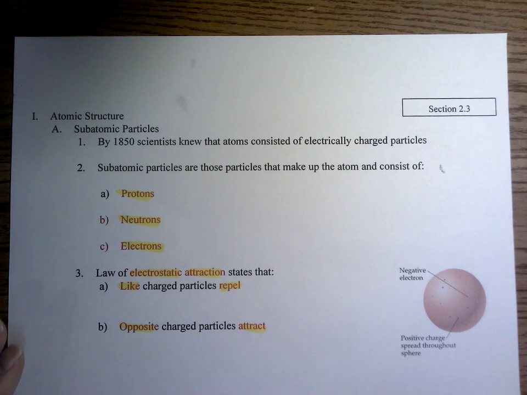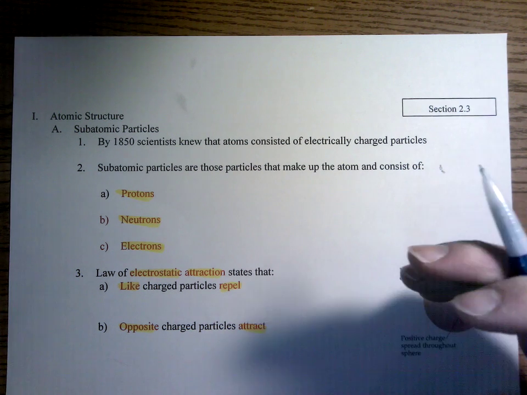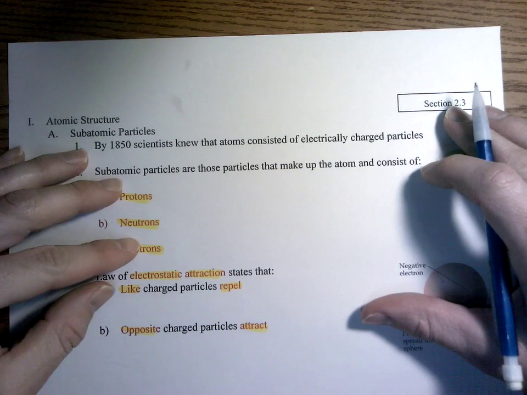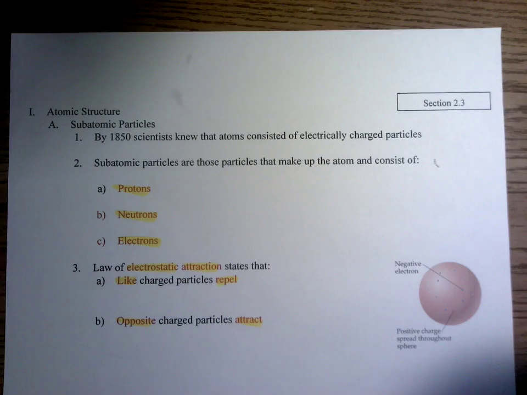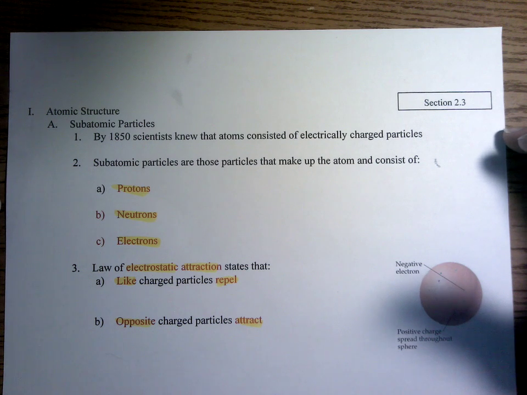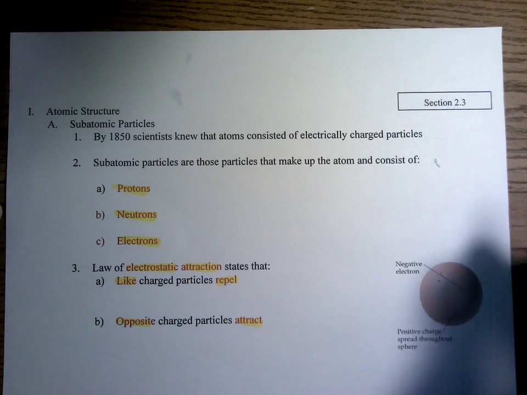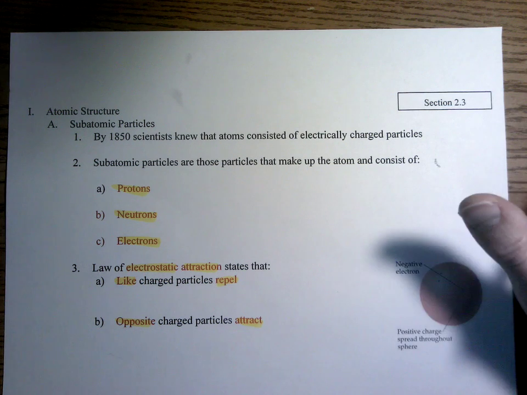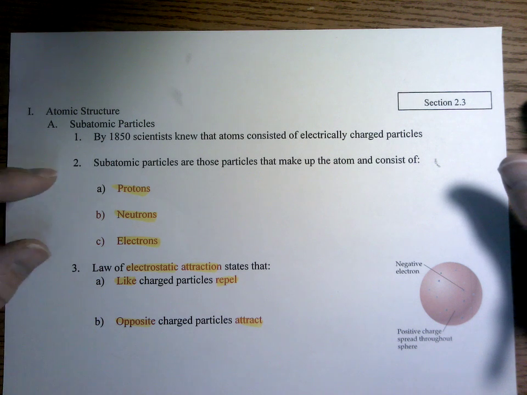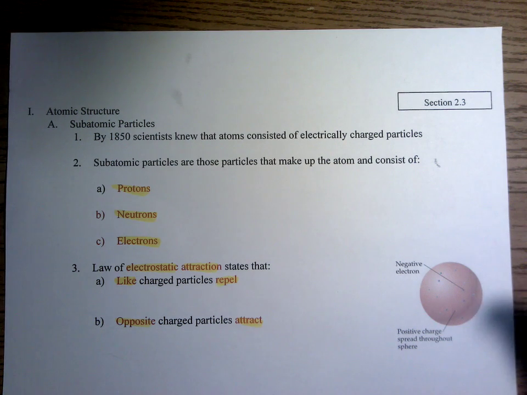Now, we can get a little bit more in depth and in detail, and there's actually been quite a bit of research on the smaller types of particles. But we're going to stick with protons, neutrons, and electrons for this class, as our 3 basic subatomic particles that make up the atoms. So you can see here that by 1850, which is a little over 150 years ago, scientists knew that each atom had these 3 particles: protons, neutrons, and electrons.